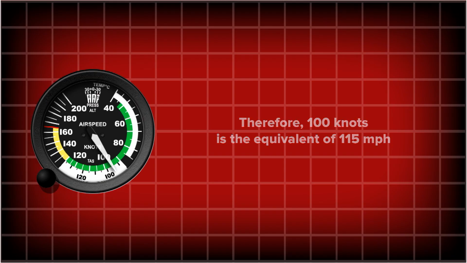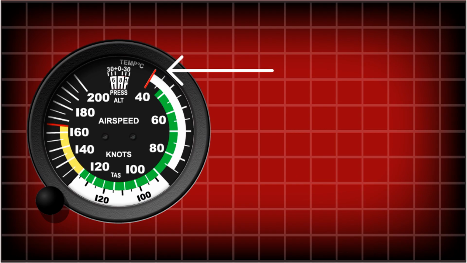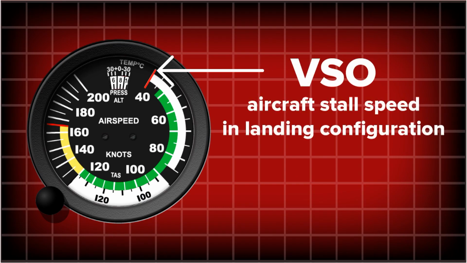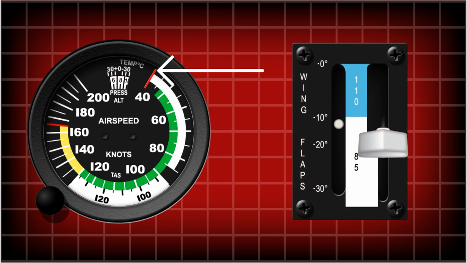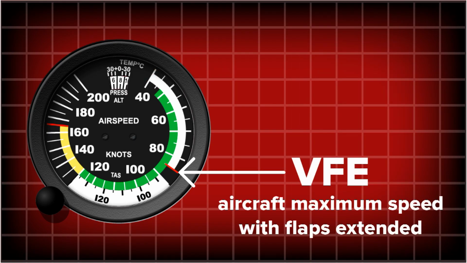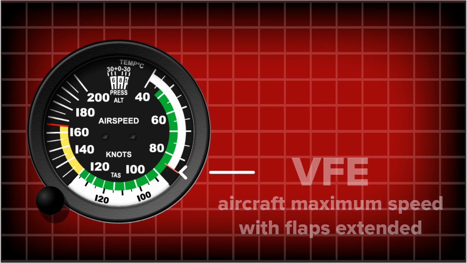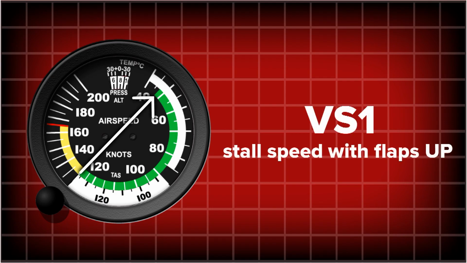Moving on to the individual color bands, the white band on the indicator represents the flap operating range. The lower limit on this band represents VSO, which is the stall speed when the aircraft is in landing configuration, which in the Cessna 172 is when the flaps are fully extended. The upper limit of the white arc represents the maximum speed the aircraft can operate with flaps extended, or VFE.